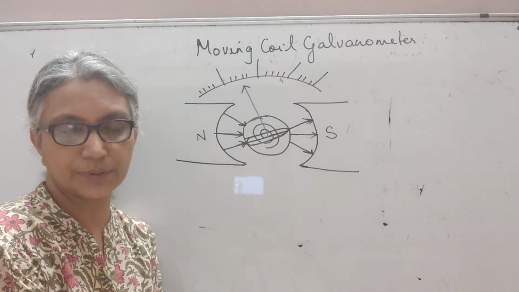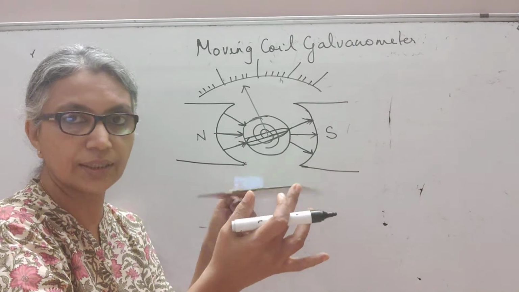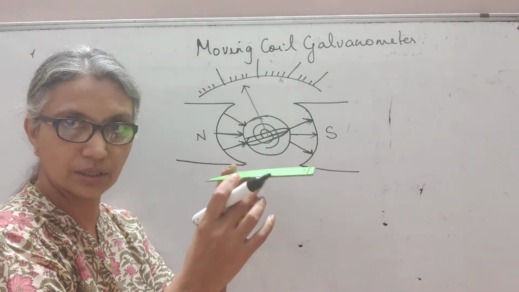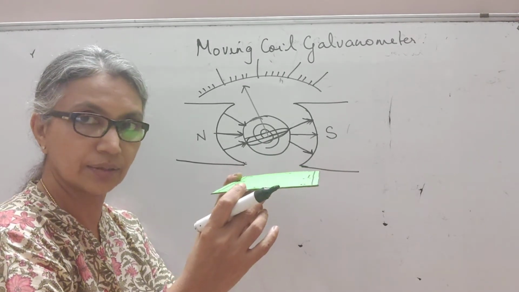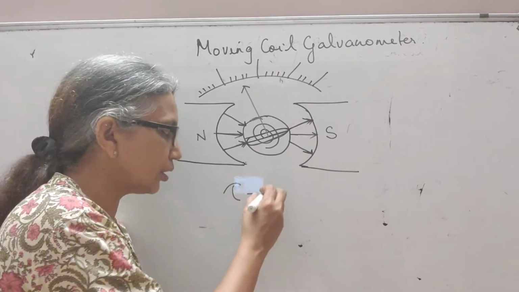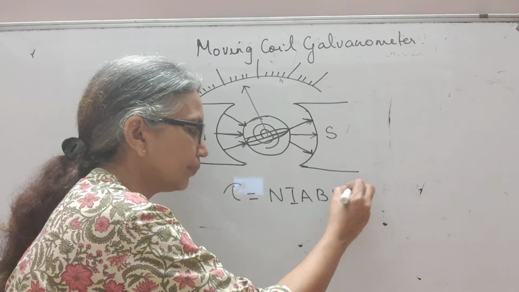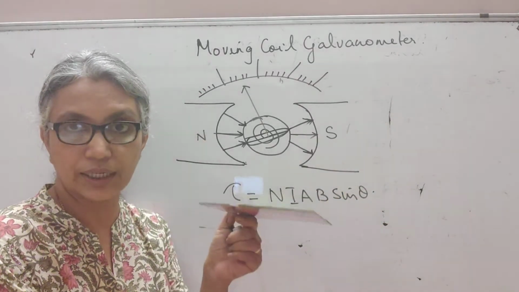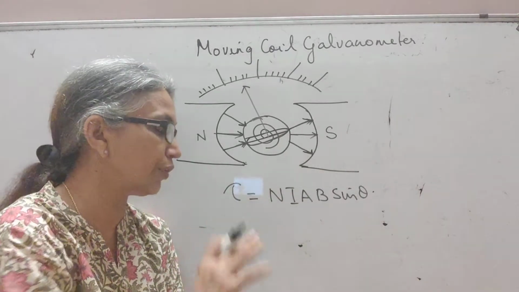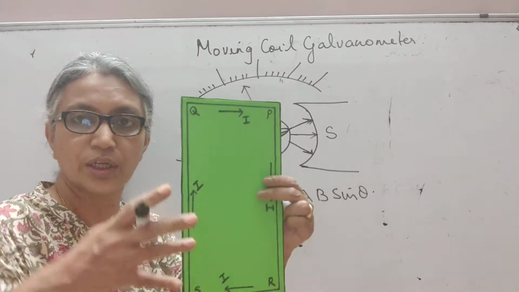Okay, first of all, let me tell you what happens here. Now this is a rectangular loop which is kept inside an external magnetic field. So in the previous section I told you, if you put a current carrying loop inside an external magnetic field, it will experience a force, a rotating torque, given by the formula NIAB sine theta. So whenever you put a current carrying loop inside an external magnetic field, it will experience a torque given by NIAB sine theta.